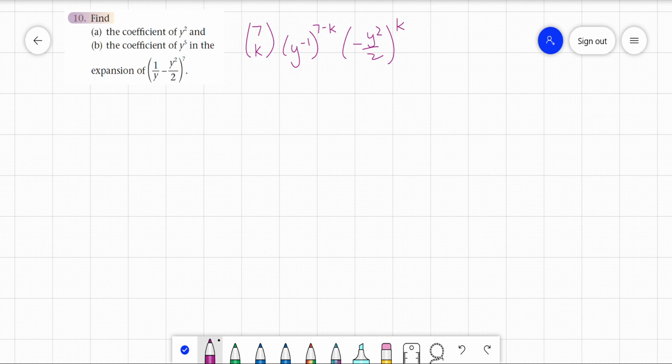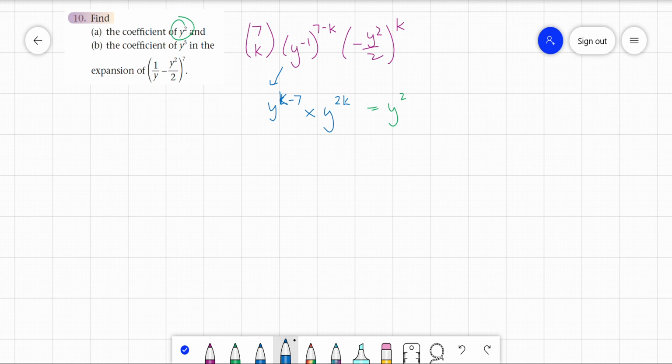So if we have a look at just the powers of y in here, this bracket would be giving me y to the k minus 7, because it's minus 1 times 7 minus k, so it's k minus 7. And this other bracket would be giving me y to the 2k. So what do I want it to equal? In this first case, I want it to equal y squared. So let's have a look at the indices then.